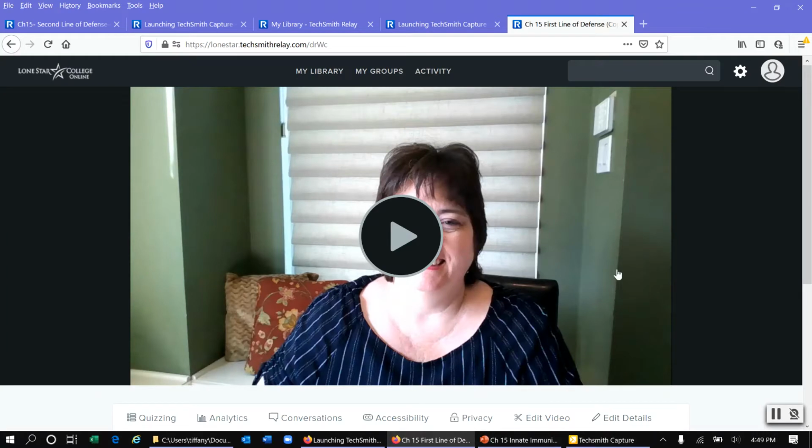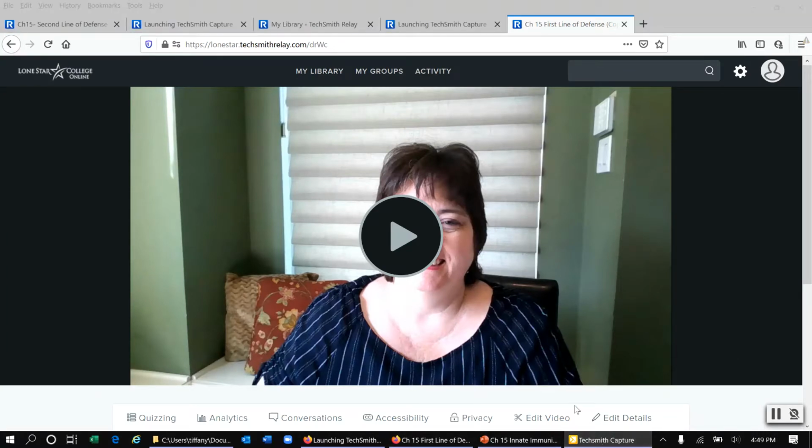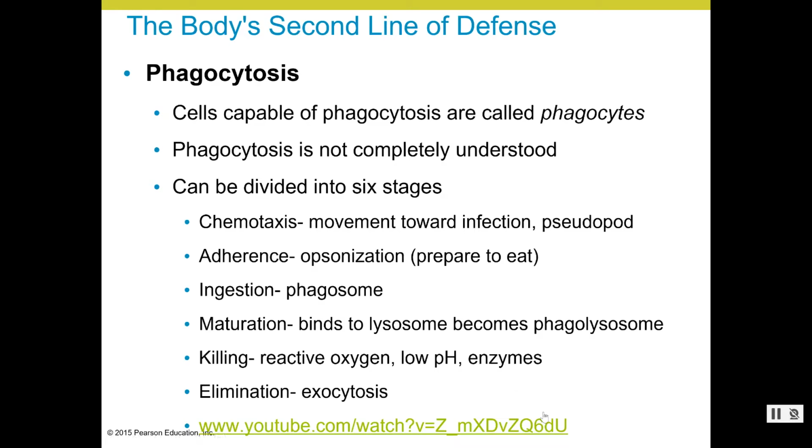So let's go back to our slide with phagocytosis, and let's label the steps that we just watched. All right, so first one is chemotaxis. Then we're going to have adherence, ingestion, maturation, killing, and elimination. So just using the first letters, I created this little mnemonic that helps me remember it.